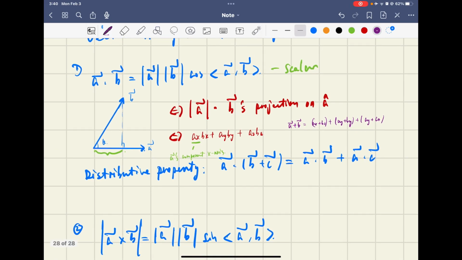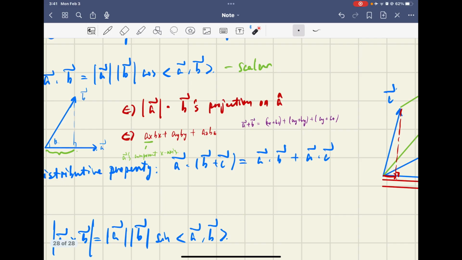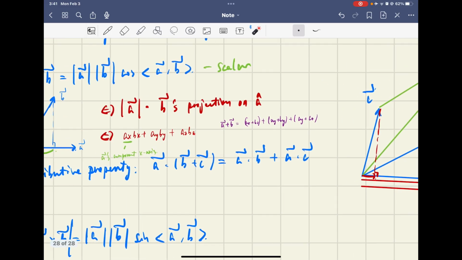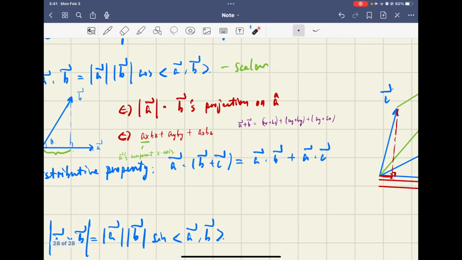Okay, so it has a distributive property, which means that a dot product with the sum of vector b and vector c is equal to the dot product between a and b plus the dot product between a and c. Of course, we can prove it algebraically, but actually we can also prove it using its geometric significance.